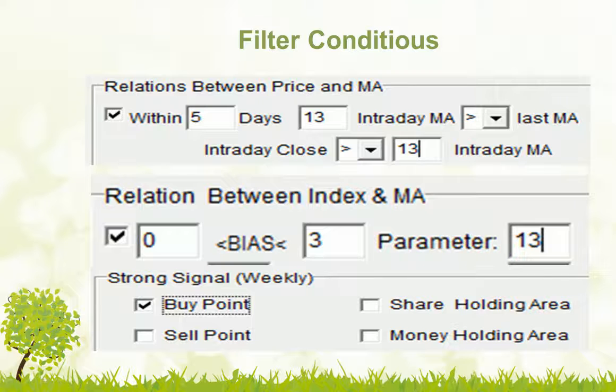The first filter conditions: within 5 days, the 13 intraday moving average is more than the last day's moving average. Intraday close is more than the 13 intraday moving average. Relation between index and moving average: BIAS is 0 to less than 3. Parameter is 13. Strong signal, buy point. Okay, so you should know this is the method, and I hope you can grasp it. Do you have any question about today's course?